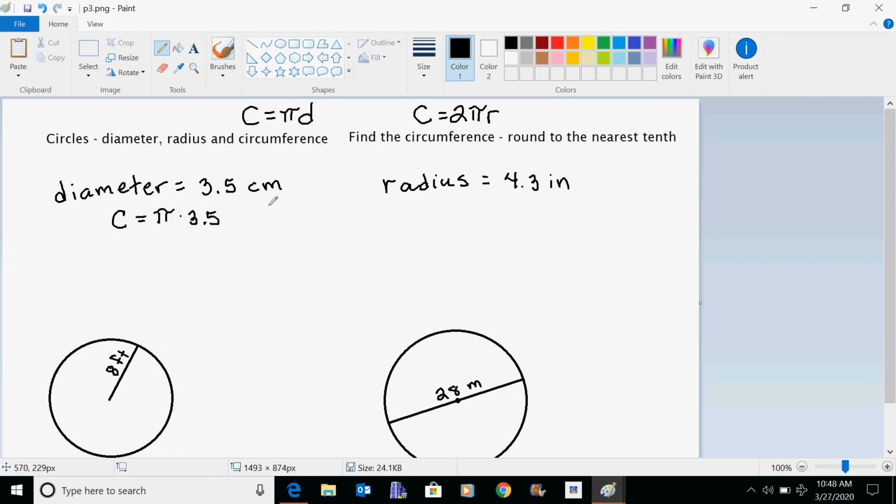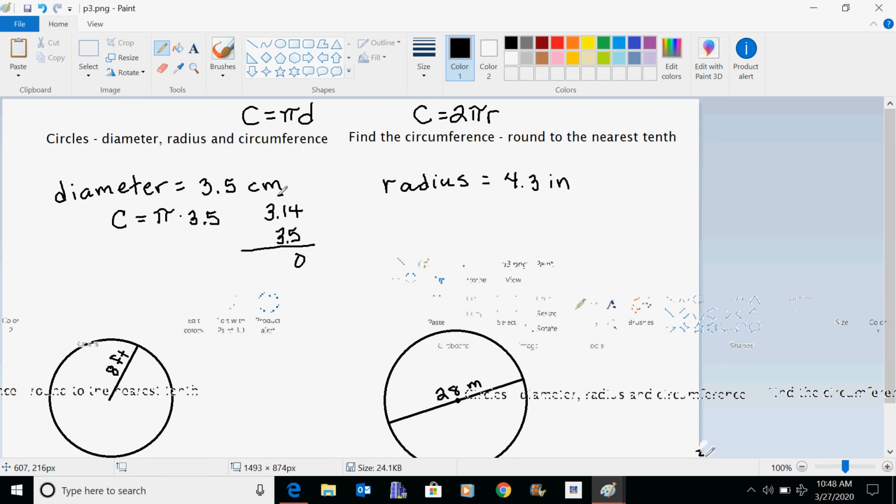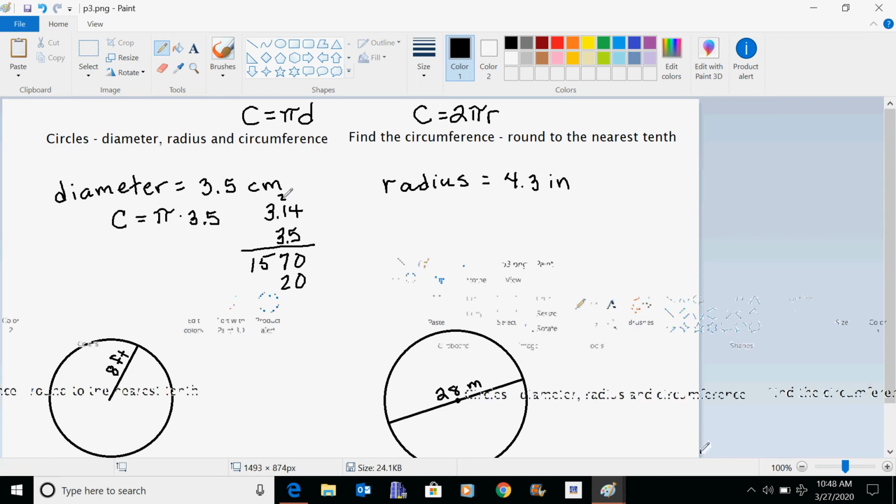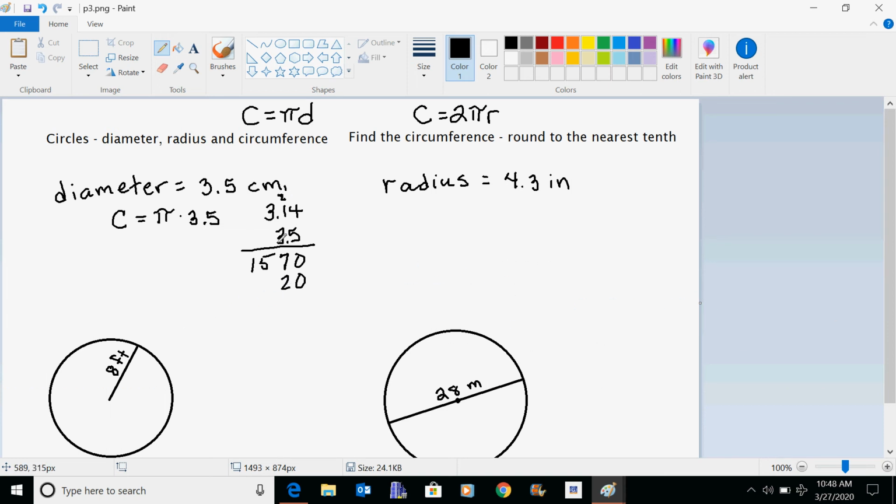So what we're really doing is taking 3.14 and multiplying it times 3.5 carefully. 5 times 4, 20. Carry 7, 15. Placeholder, some people put x's, some people put zeros, but either way, 3 times 4, 12. We have a 1 here now, 3, and 1 more is 4.